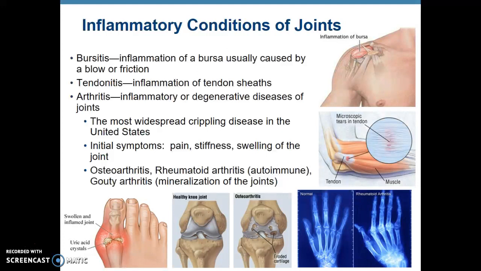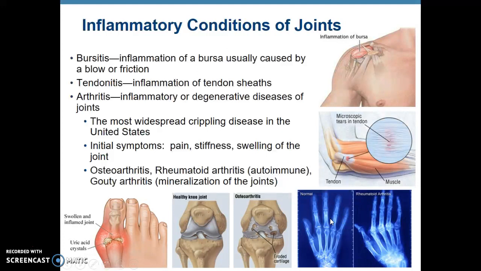A couple of different types that you can get. You can have osteoarthritis. Osteoarthritis is basically when you have eroded cartilage and you have bone rubbing on bone, which is very painful. So that articular cartilage, that specialized hyaline cartilage, is really important to keep the bones from rubbing together on each other. And sometimes when you get older, that tends to wear away and it can be quite painful.